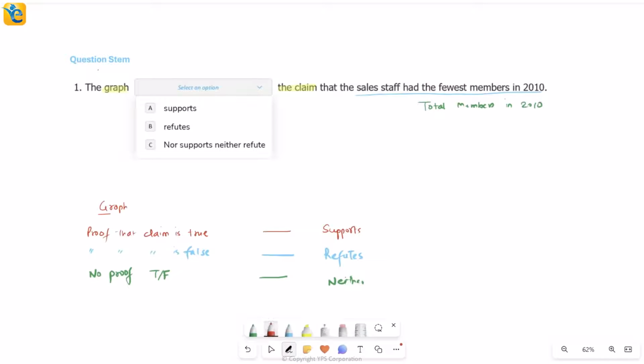So my graph has clear proof that this claim is false, because of which I'm going to mark refutes here and move on. At this point, let me ask you this. Could you have arrived at the approach of solving this question with this level of clarity had you not spent the effort in thoroughly understanding the information presented? Such is the power of the process of owning the dataset.